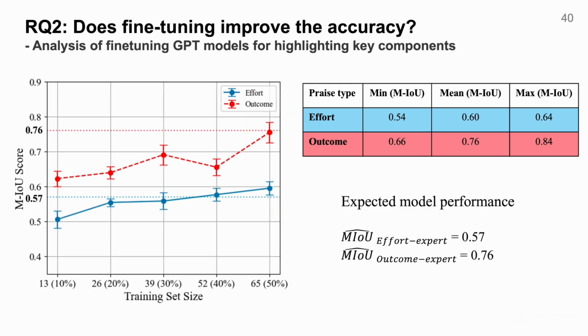And as I mentioned before, our expected model performance is the estimate of the expert annotation on the M-IoU score. For the effort-based praise it is 0.57, and for the outcome-based praise it is 0.76. So you can see once we use 50%, or 65 instances, as the fine-tuning set, our model can achieve comparable performance to the human experts.